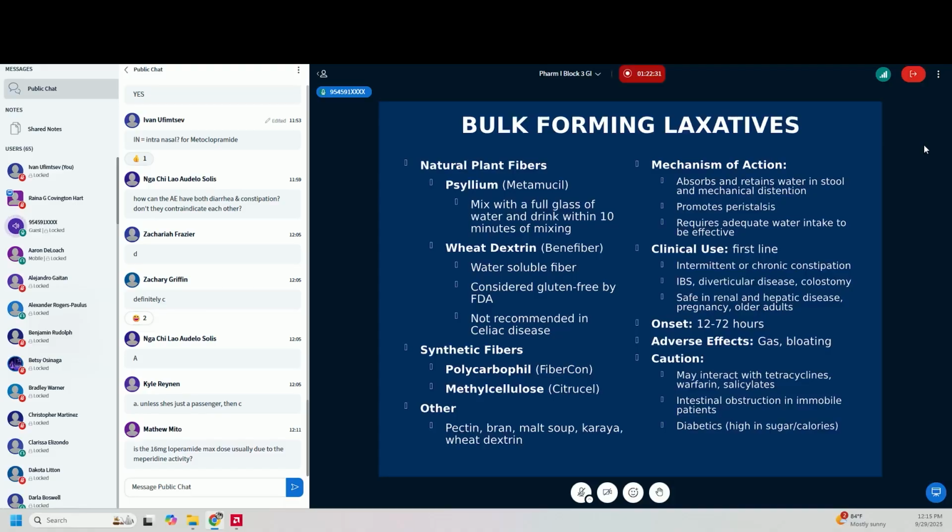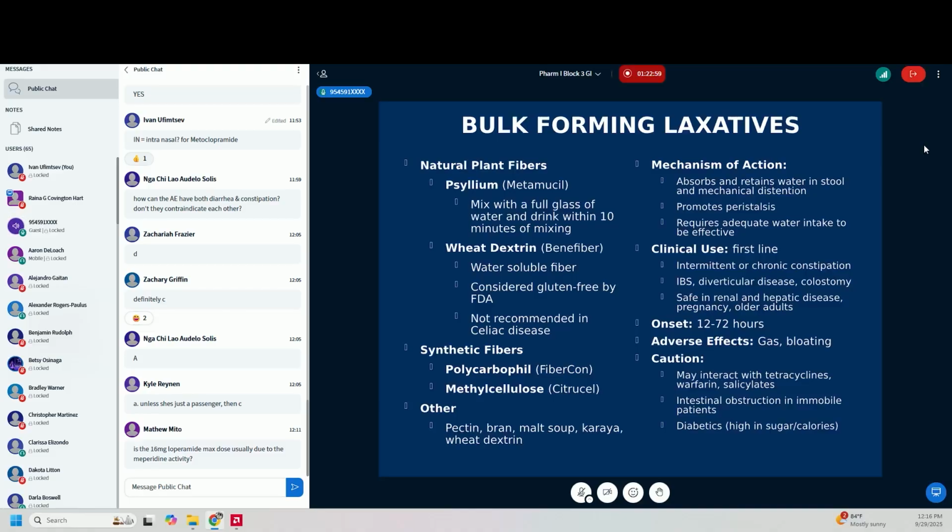So your Psyllium is your Metamucil. You're going to make sure that you mix it and they have to drink it within 10 minutes. Your Benefiber, again, just make sure that you understand that even though it says wheat dextrin, it is considered gluten-free. But if somebody has celiac disease, they should not be using this medication. Your synthetics that we have are listed there.